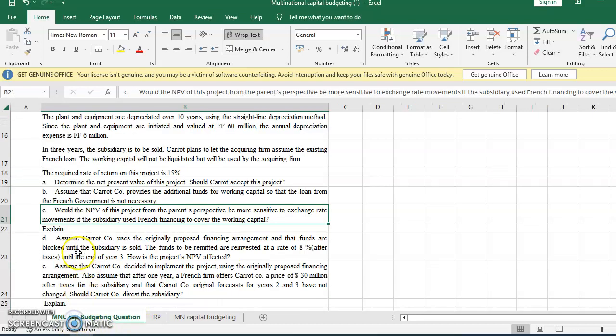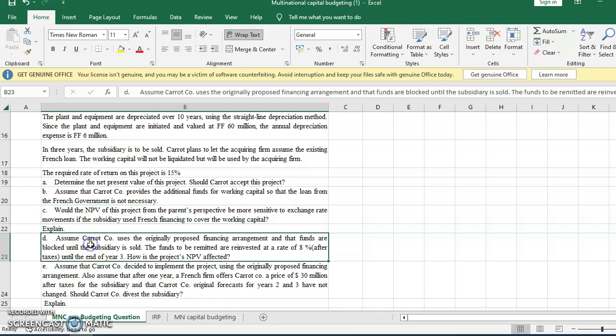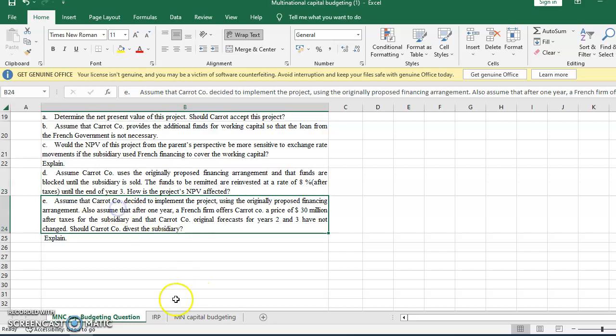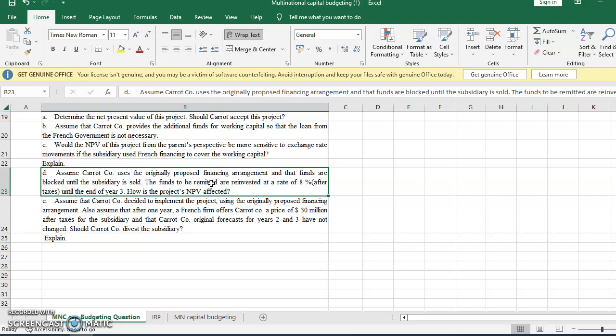And moving on to the next question. They've asked you, assume Carrot Company uses the original proposed financing arrangement, that the funds are blocked until the subsidiary is sold. The funds to be remitted are reinvested at a rate of 8% after the taxes until the end of year 3. So this is what they have said, the amount that you receive in year 1 is reinvested. So when you reinvest that, is there any kind of change in the NPV? In that case, would your answer change and how is the project's NPV affected?